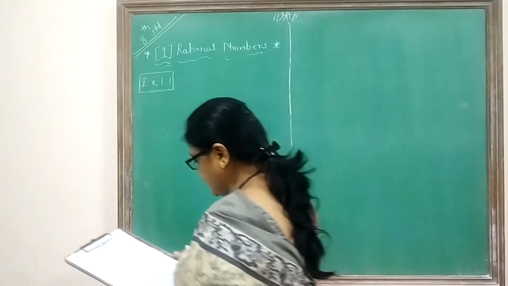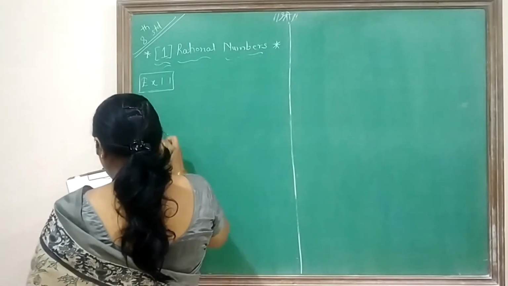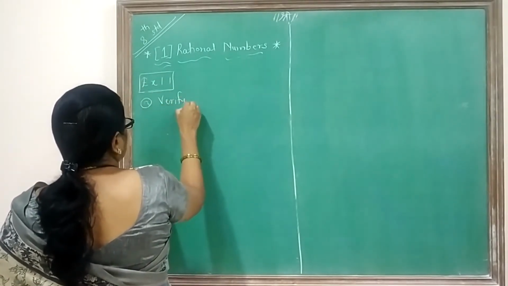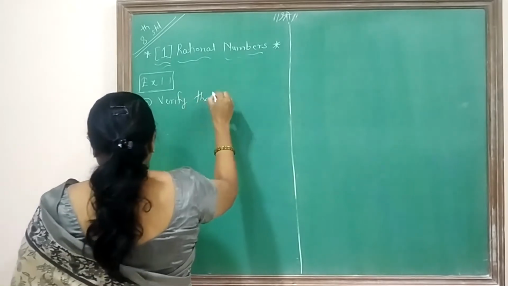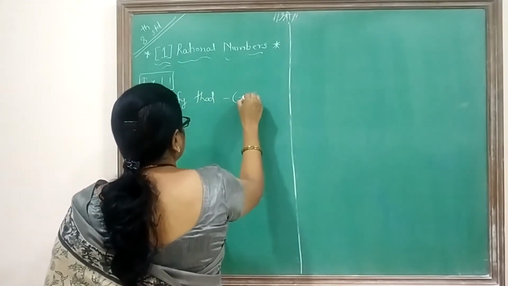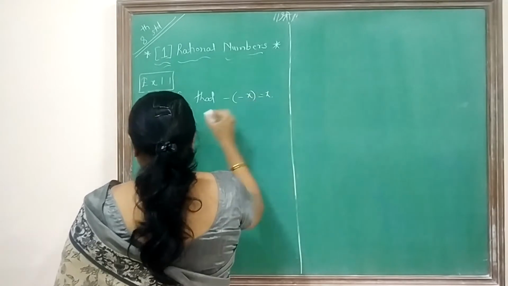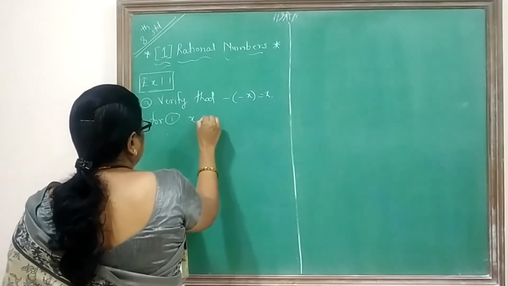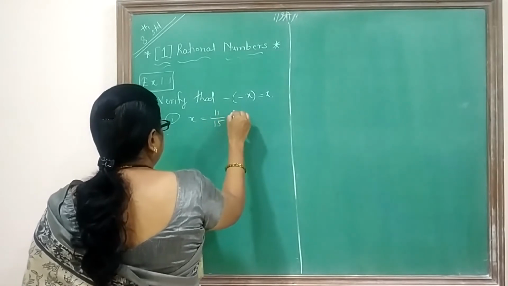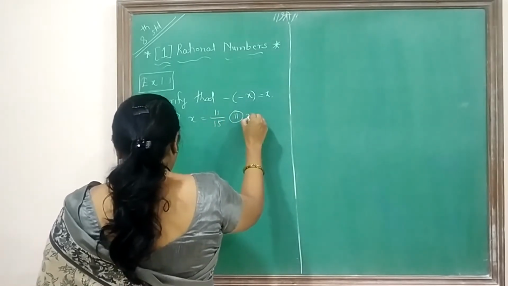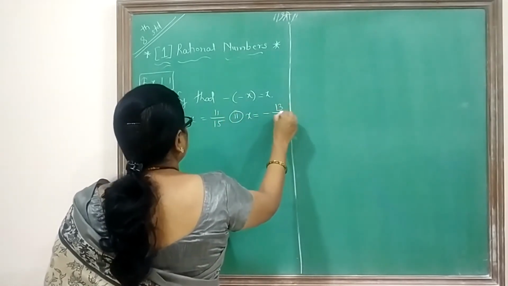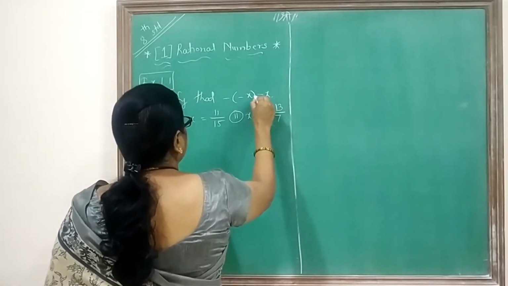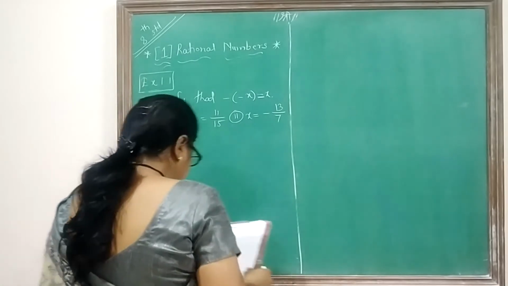The third question is, verify that minus of minus x equals x for, your first example is x equal to 11 divided by 15 and your second example is x equal to minus 13 divided by 7.